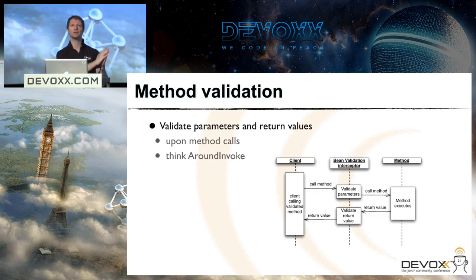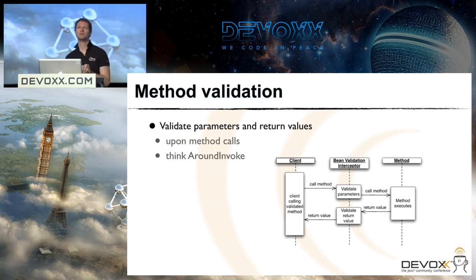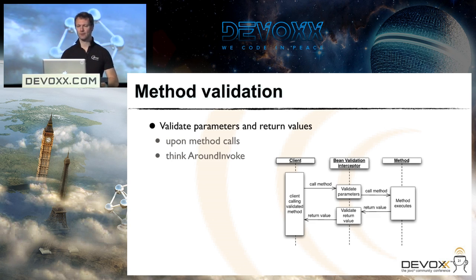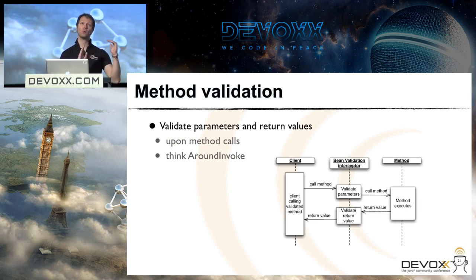That's bean validation 1.0. But if you think about it at the business layer, it makes a lot of sense to say, you know what, the parameters coming in should be valid, and potentially the return value coming out should be valid as well. So how can I do that? Well, initially, in bean validation 1.0, you had to actually call bean validation manually, right? The solution here for bean validation 1.1 is simply to intercept your call to the method.